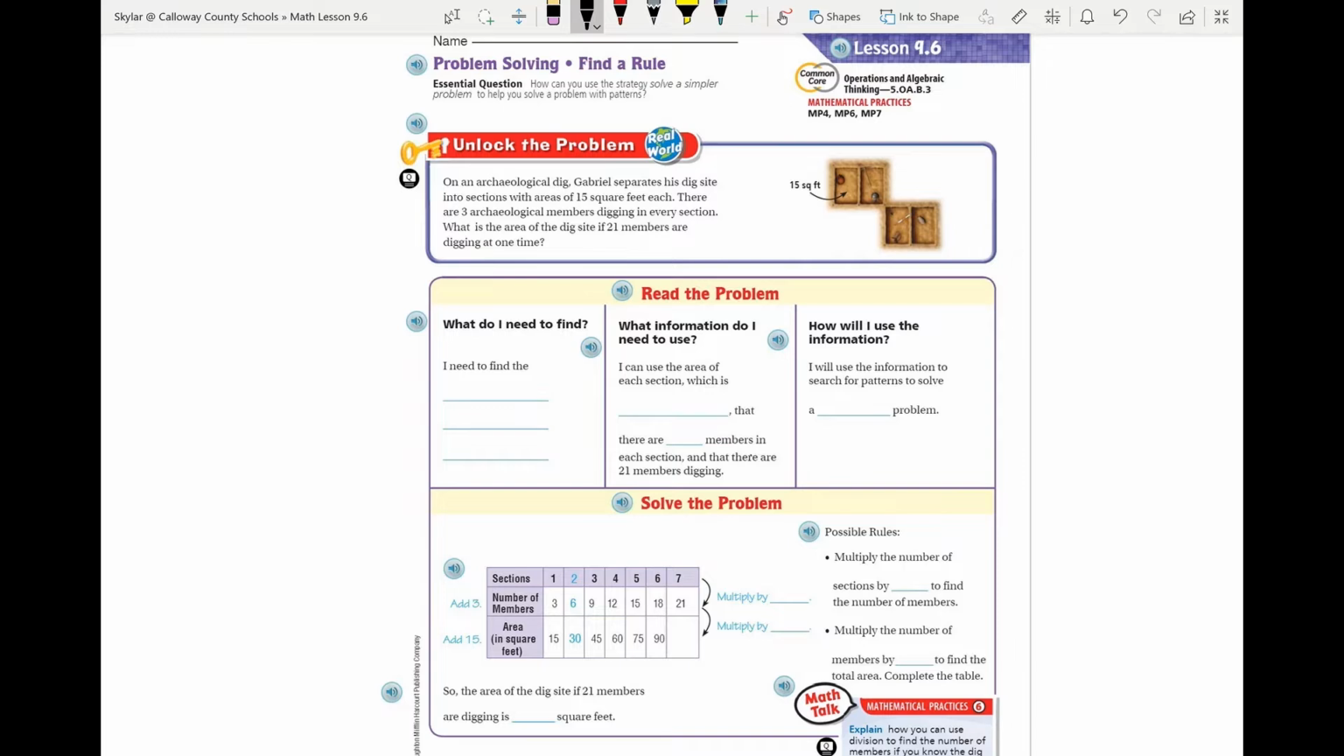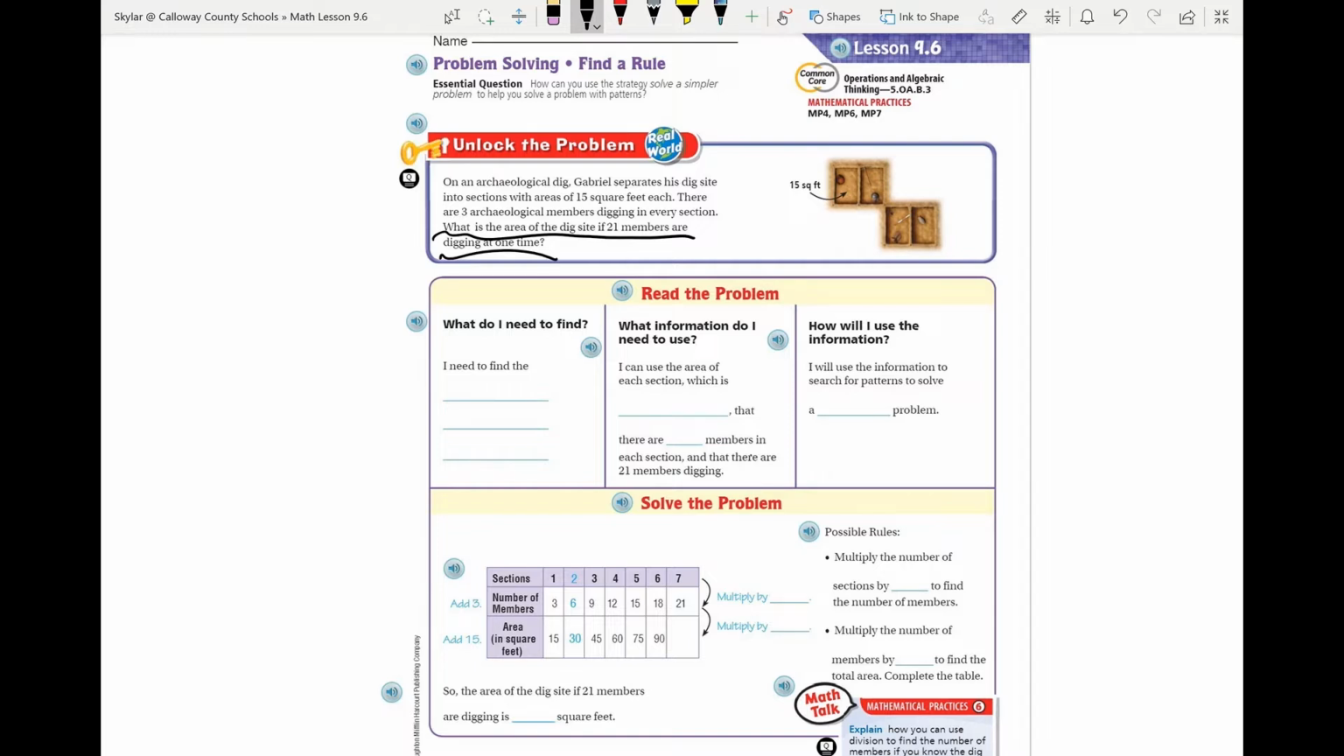On an archaeological dig, Gabriel separates his dig site into sections with areas of 15 square feet each. There are 3 archaeological members digging in every section. What is the area of the dig site if 21 members are digging at one time? So let's go ahead and fill out this little chart at the beginning. It helps organize our thoughts. So what do I need to find? Well, we are trying to find the area of the dig site if 21 members are digging at one time.